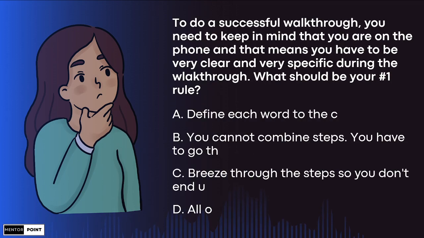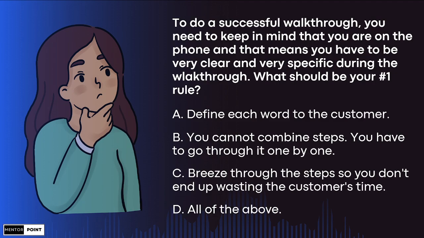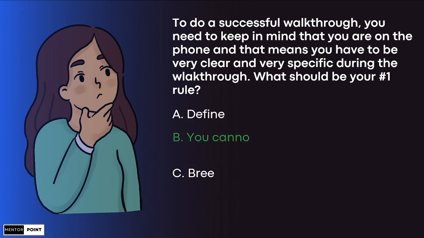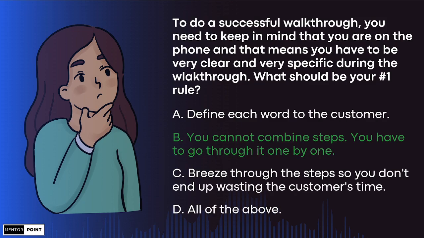Next, to do a successful walkthrough, you need to keep in mind that you are on the phone. And that means you have to be very clear and very specific during the walkthrough. What should be your number one rule? A. Define each word to the customer. B. You cannot combine steps, you have to go through it one by one. C. Breeze through the steps so you don't end up wasting the customer's time. D. All of the above. So the right answer for this one would be letter B. Of course, you cannot combine steps. You have to go through it one by one.